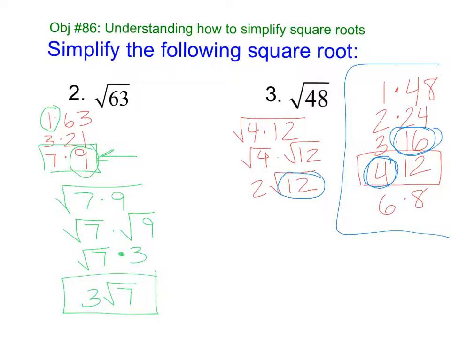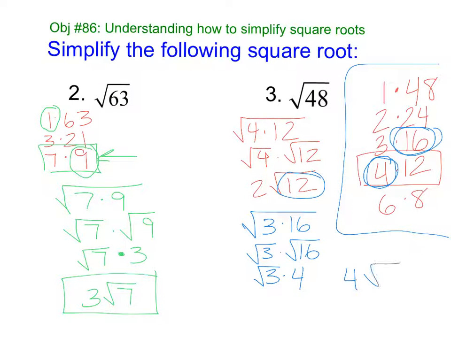What is the biggest perfect square that goes in 48? So instead, we're going to make this 3 times 16. Square root of 3, square root of 16. Always ask yourself, do I know the square root of this number? No. Do I know the square root of this number? Yes. And then put that in front. So 4 root 3 is the simplified answer.